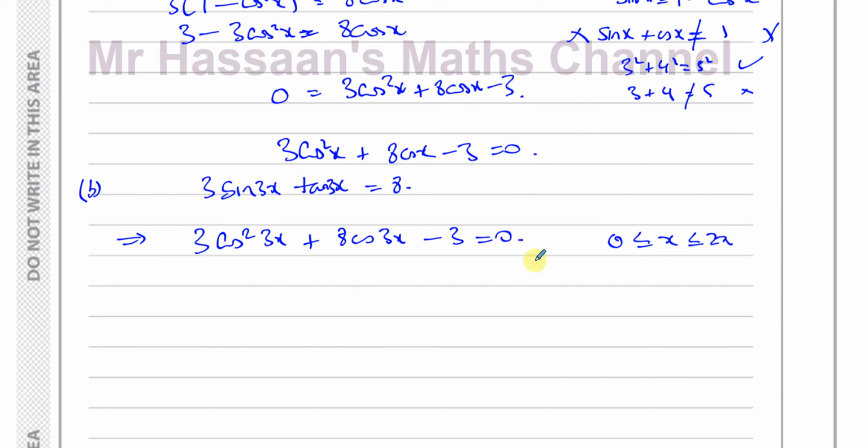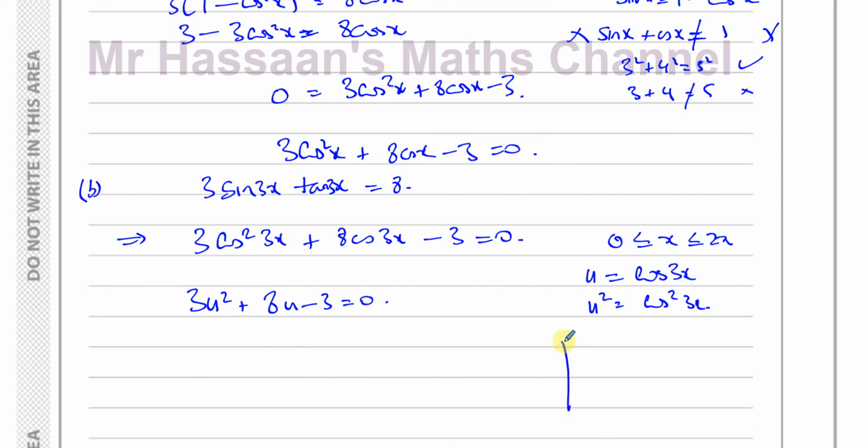Okay, so first thing what I'm going to do is I'm going to recognize this as a disguised quadratic equation, because you have something squared and the same thing not squared, like cosine 3x. So for example, I can choose a letter like u and say let u equal cosine of 3x, in which case u squared will be cosine squared of 3x. So I can replace this with 3u squared plus 8u minus 3 equals 0.